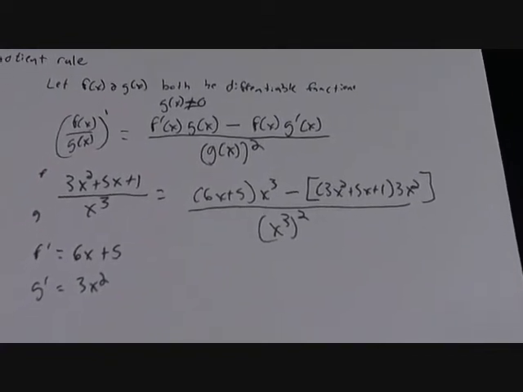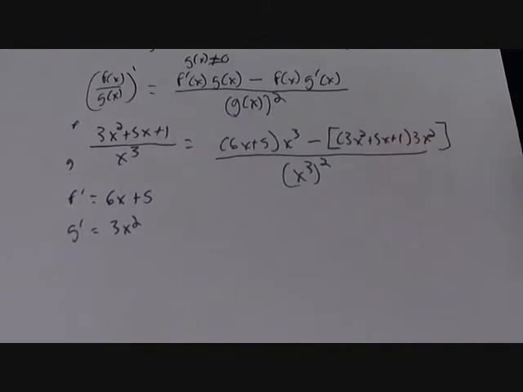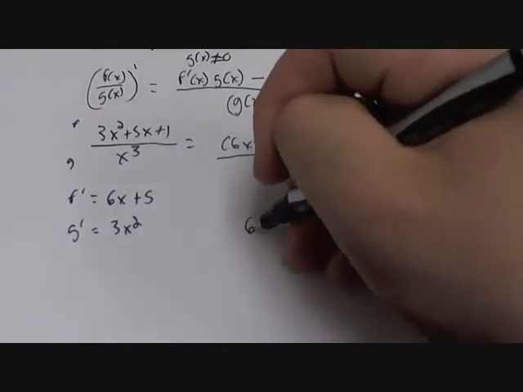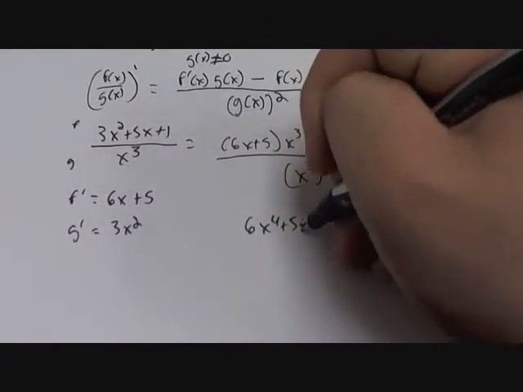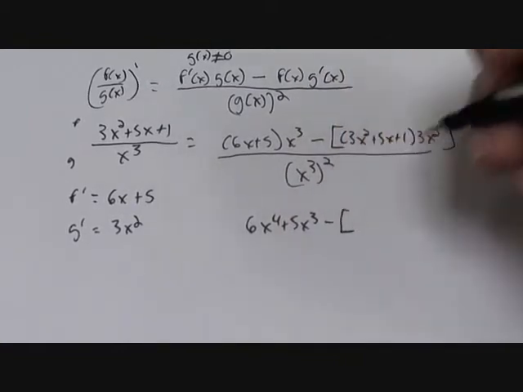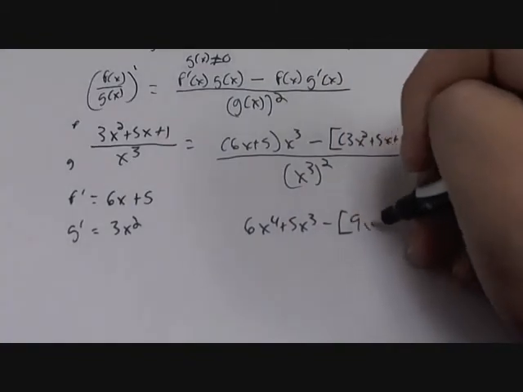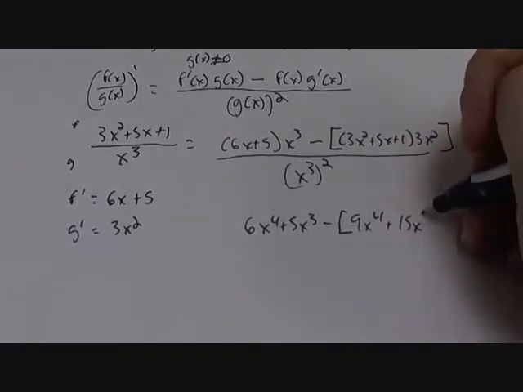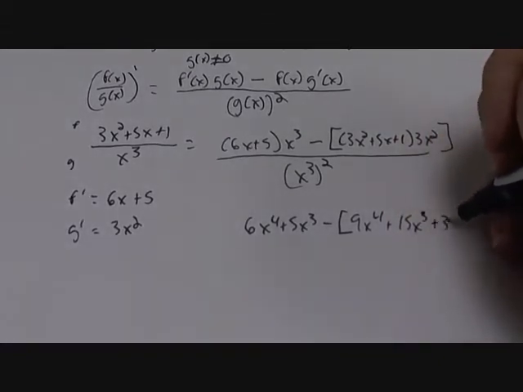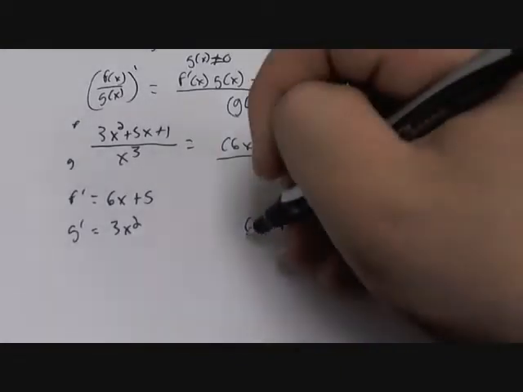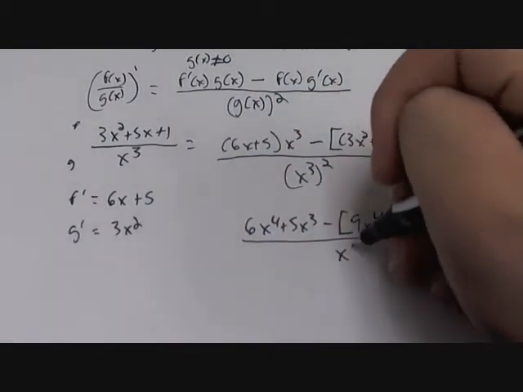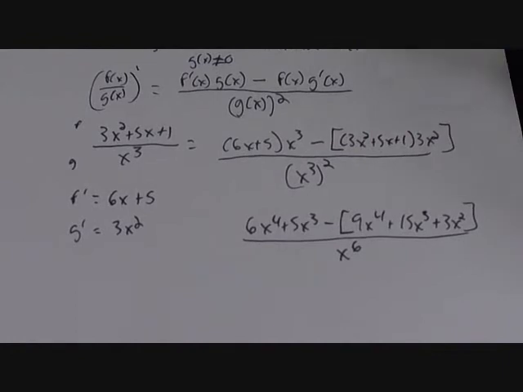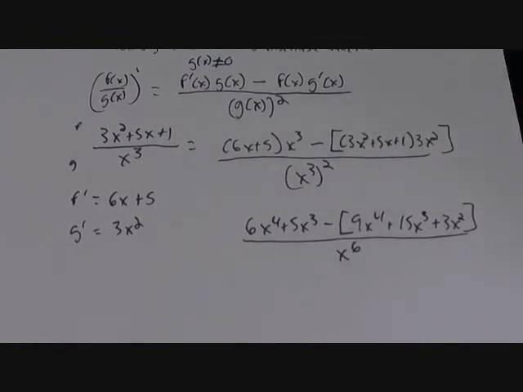Most teachers expect you to follow it out, so let's simplify it. So we get 6x to the fourth plus 5x cubed minus 9x to the fourth plus 15x cubed plus 3x squared, divided by x to the 6. We get x to the 6 because of the power rule, 3 times 2 is 6.